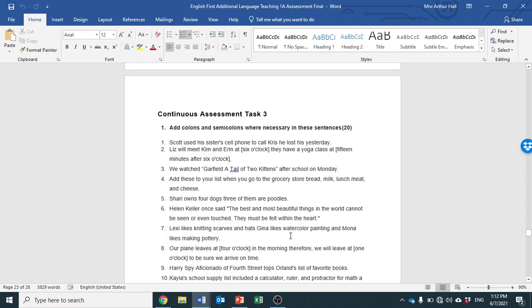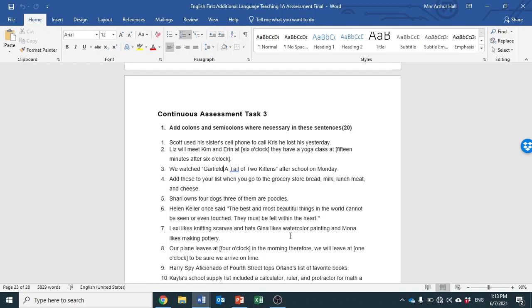Number 5, Shari owns 4 dogs. 3 of them are poodles. Who's doing what there? Shari owns 4 dogs. So Shari is doing something. What does she do? She owns them. What does she own? The dogs. Okay, so there's a complete sentence.